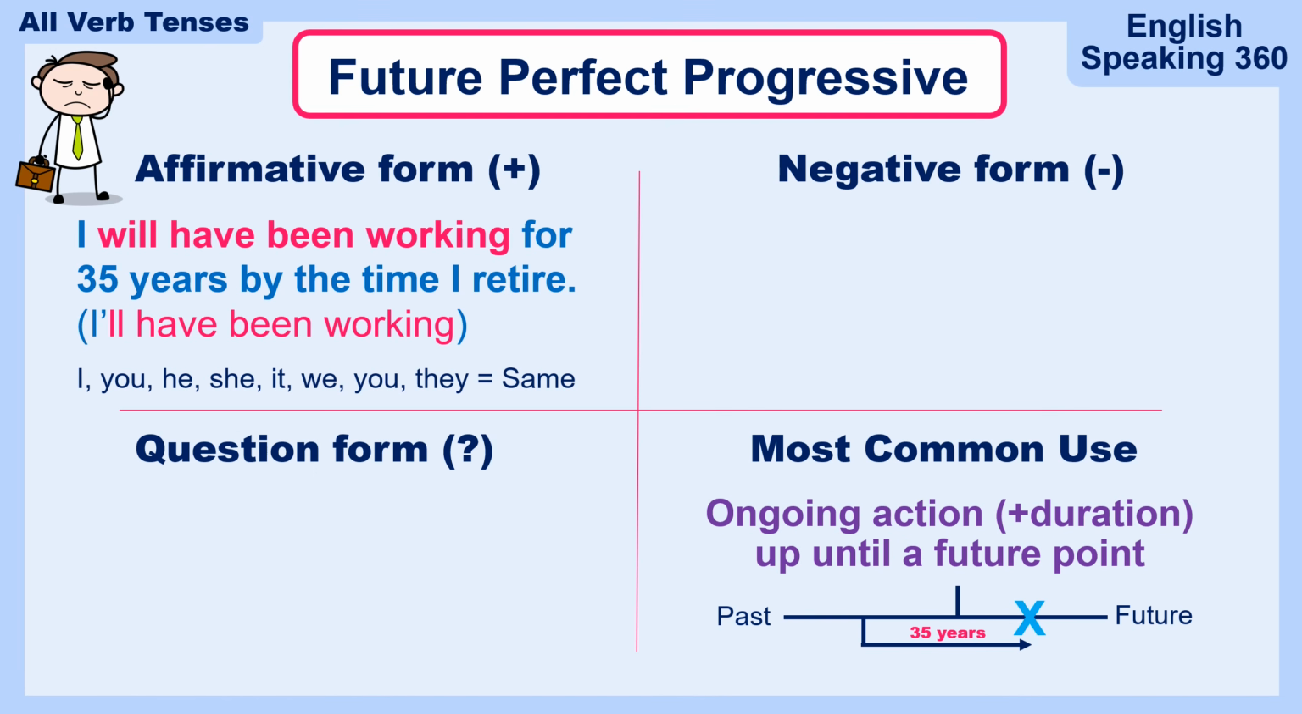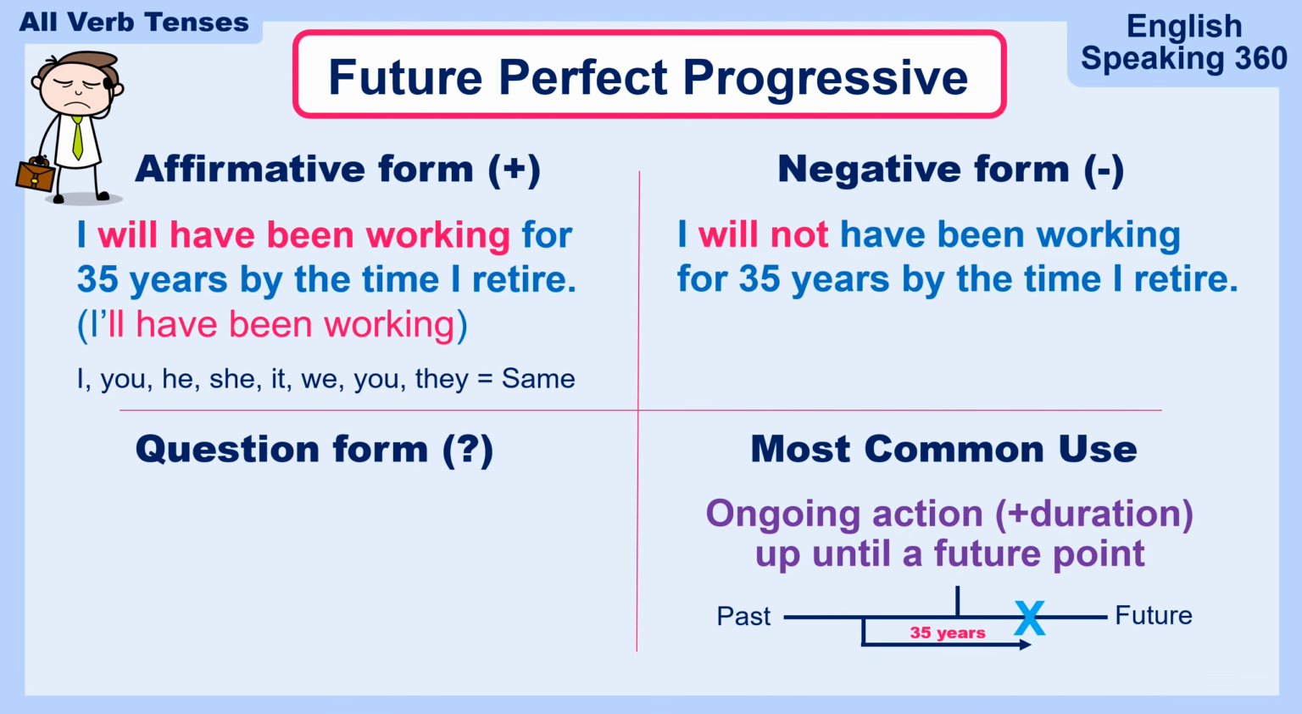One more time, they are all the same. He will have been working. She will have been working. We will have been working for 35 years. Negative form, I will not have been working for 35 years by the time I retire. I'm not going to reach 35 years. The contraction is I won't have been working for 35 years by the time I retire.